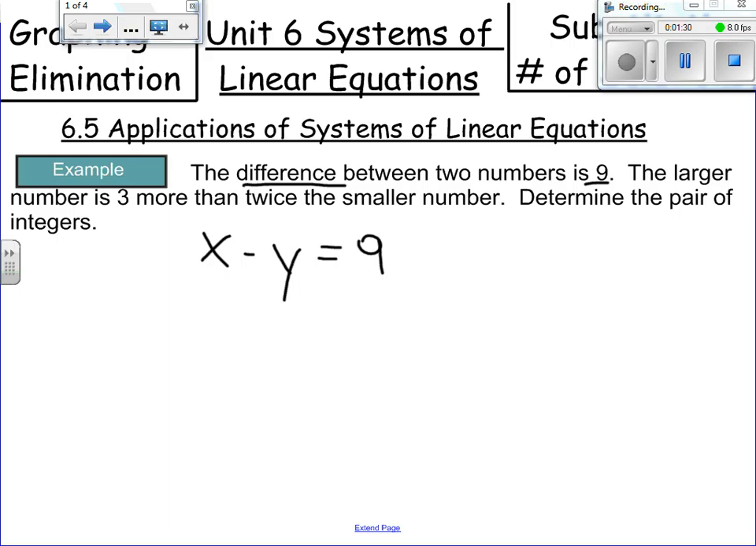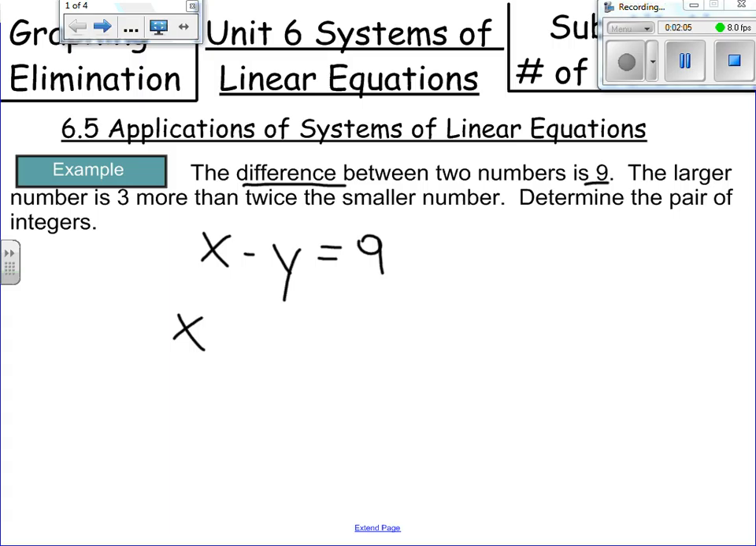The larger number is 3 more than twice the smaller number. That one's a lot tougher, isn't it? Which number is the larger number? In our example, x. So x is the larger number. Because x minus y, you can pick either one, realistically. You could say y, you just have to readjust that, right? But we chose x to go x minus y, so x must be the larger one.